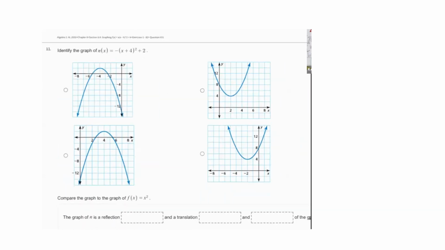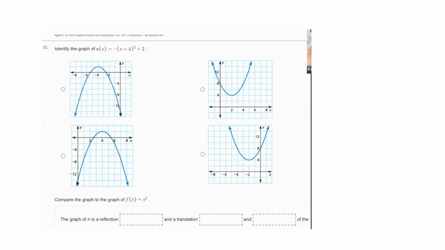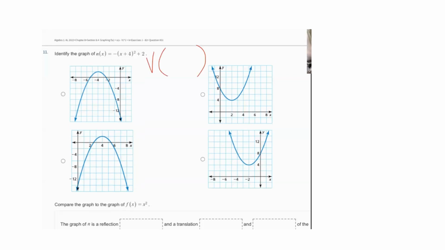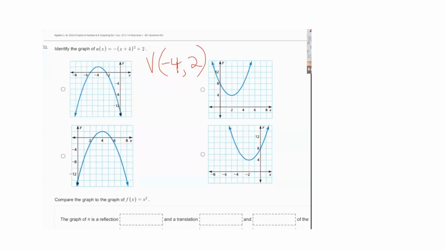Now we've got to find the graph. So the first thing we want to do for this one is just make a note of what the vertex is. So the only one that has the correct vertex is the first one. And we know that it's frowny or upside down. Like I said, I don't know why they don't say frowny, but they have to say reflect. But upside down is because it's a negative.